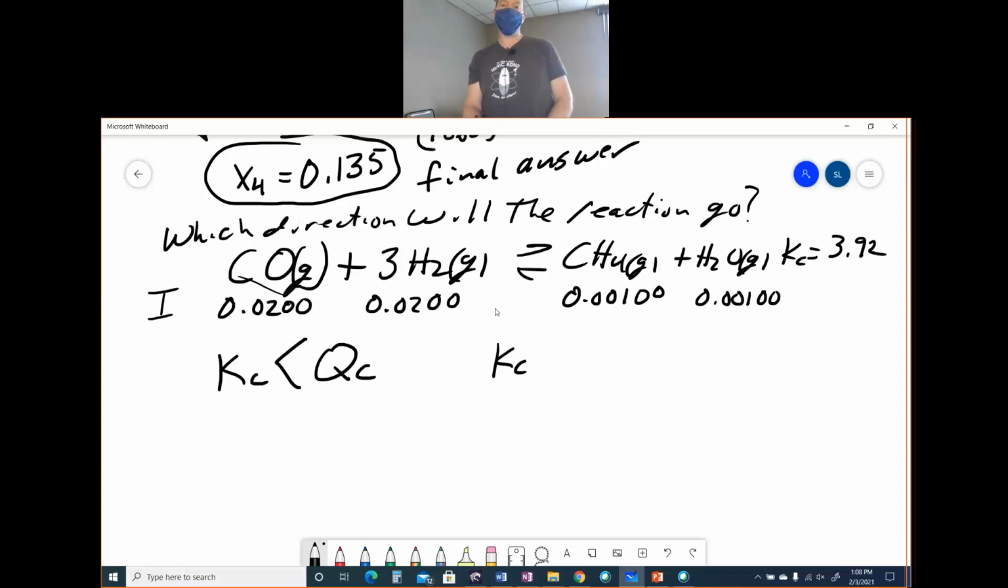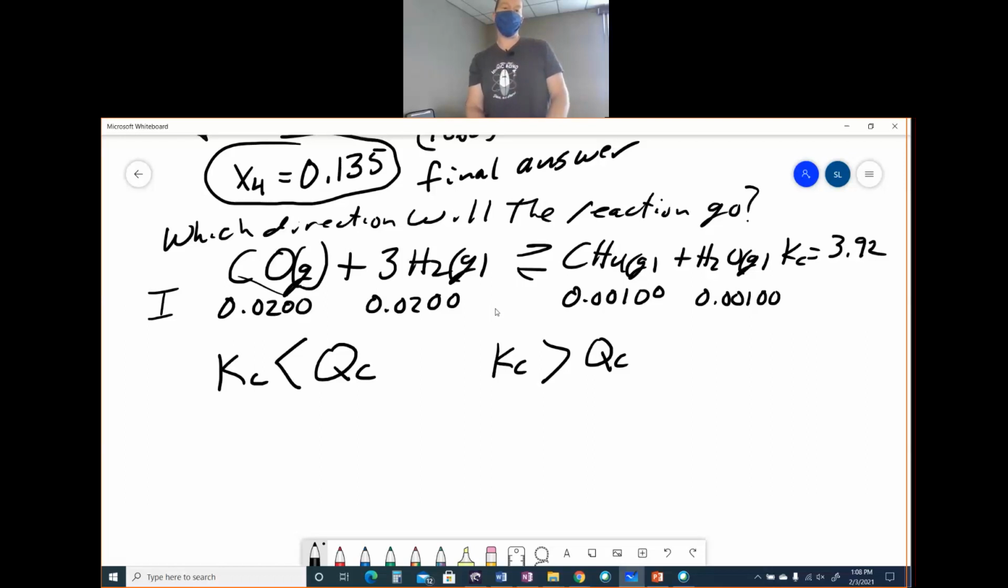All right, if you calculate your Qc and you see that it is smaller than your Kc, so if your Qc is too small, which means your Kc is greater than your Qc, if you write the Kc first, it will point you in the right direction, because if your Qc is too small, that means you have to go to the right to form more products to make it bigger. So a good way to remember it, but you have to remember that in your less than or greater than, make sure the Kc is coming first, and then your sign will point you in the right direction.